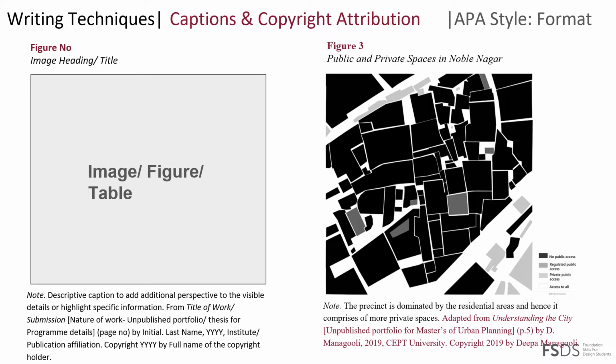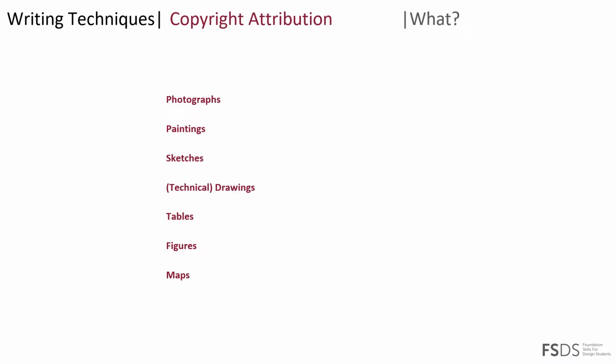Once again, this is how we think about it. As you can see in the course of our work, we often need to make use of visuals that other people have come up with. These could be photographs of building or pieces of furniture, paintings, sketches, drawings, plans, sections, elevations, table presenting data, figures representing processes, and organizing data, maps, and so forth. Whenever we use someone else's work, we need to acknowledge where it came from.